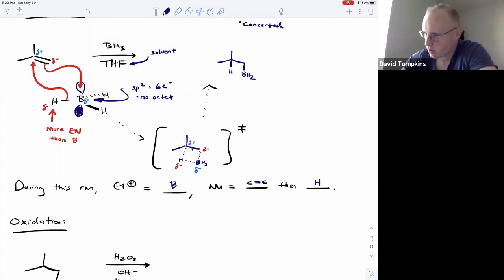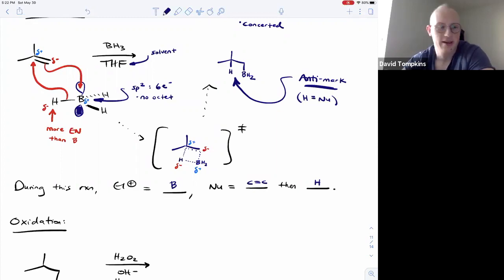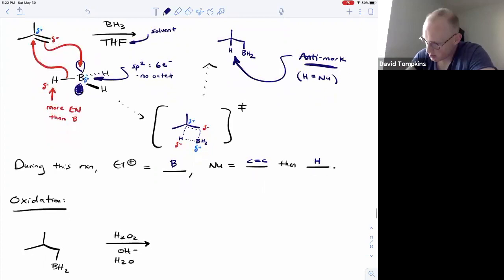Okay, so it is anti-Markovnikov in that the hydrogen is at the more substituted carbon. But it's because in this reaction, the hydrogen was the nucleophile. That's all that changed. It's still true that the nucleophile adds to the more substituted position. This was the first time where we saw hydrogen as that nucleophile.